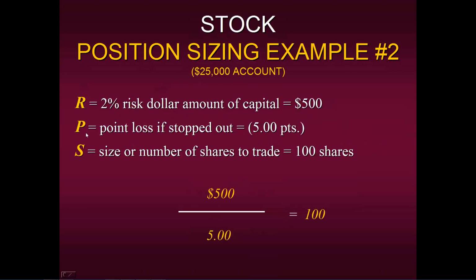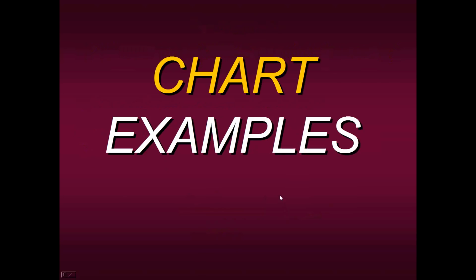Okay, so that's R. The P equals the points lost if stopped out. Now in this particular trade, if we got stopped out, we would lose 5 points. All right, so R equals $500, P equals 5 points. You divide R by P, and that gives you S, or the size. So you can trade 100 shares of this particular equity. This is what we mean by adding structure to your position sizing. Okay, so let's take it even one step further by looking at some chart examples. This will make it a lot easier, and we'll show you a certain situation that you have to take into account when applying this.